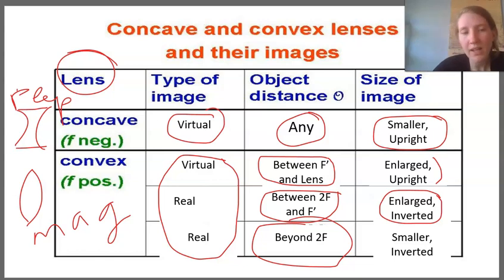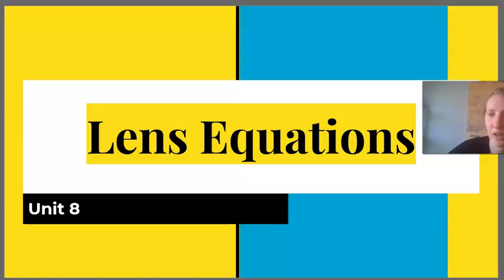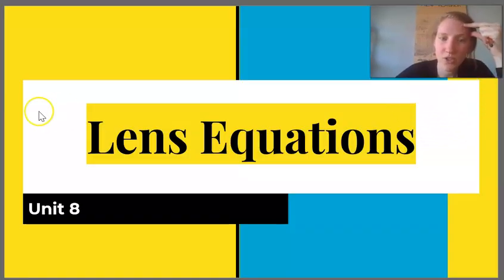And if you have a magnifying glass at home, I don't know if you do, but if you look through it and you move it really far away from text or anything like that, it actually does flip upside down, which is kind of weird. But yeah, you have to be a certain distance away from a convex lens in order to have that real image occur.